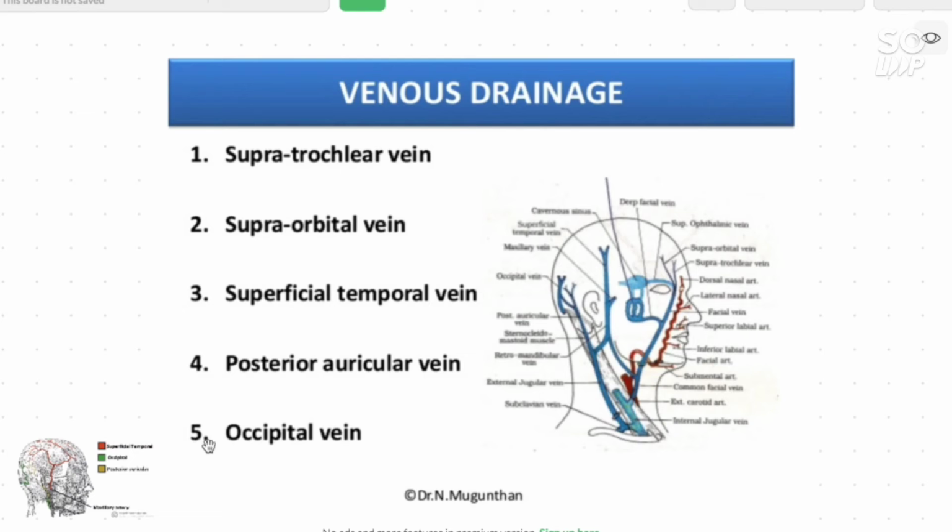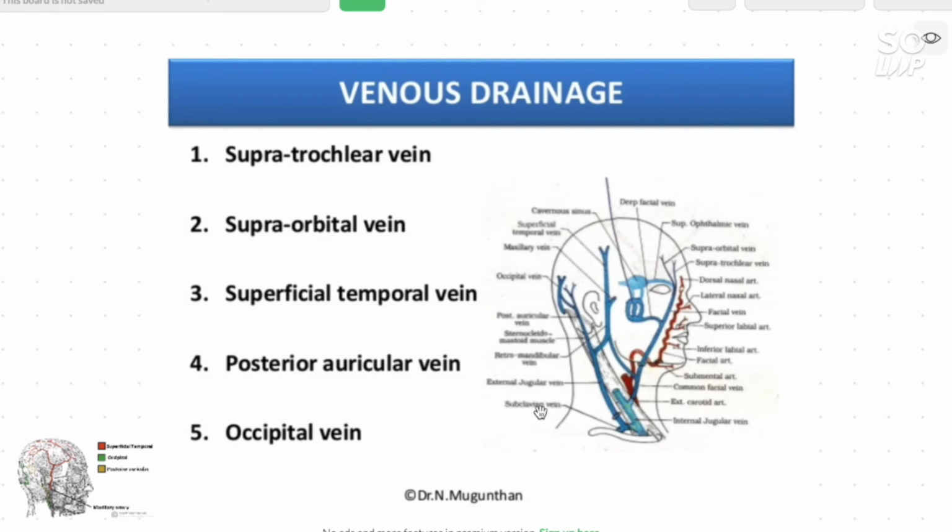And the deep, which is your temporal region of the skull, is drained by the pterygoid venous plexus, which is not shown here in this picture. The pterygoid venous plexus is a large plexus of veins situated between your temporalis and your lateral pterygoid muscles, and it also drains into the maxillary vein.